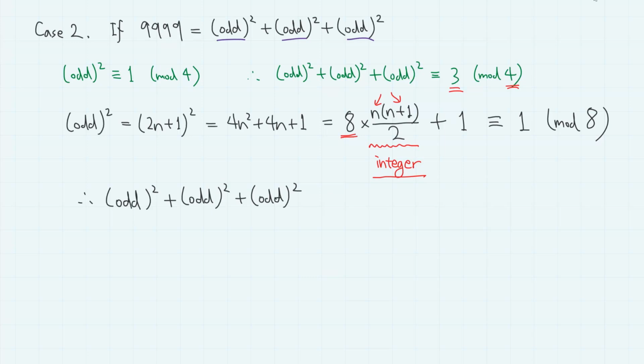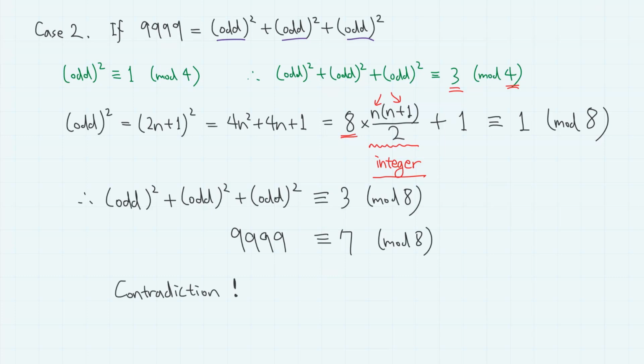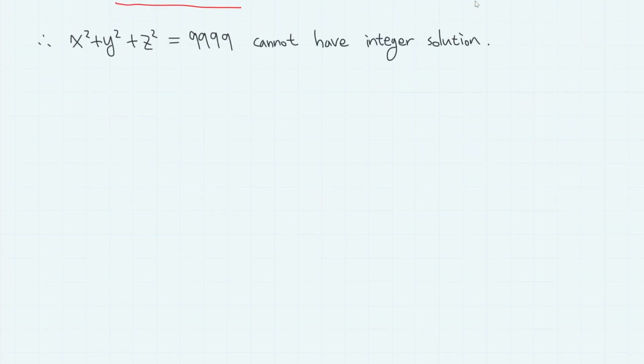Therefore, the sum of squares of three odd numbers is congruent to 3 mod 8. However, 9999 is congruent to 7 mod 8. Therefore, we obtain a contradiction for the second case as well. Therefore, as a conclusion, x squared plus y squared plus z squared equals 9999 cannot have an integer solution.